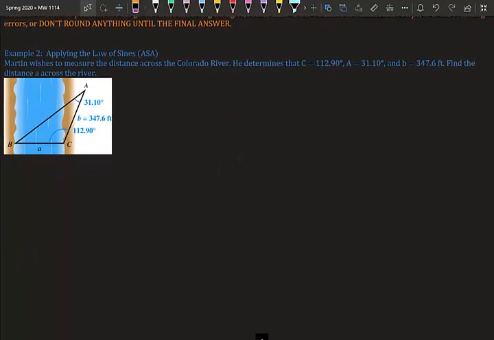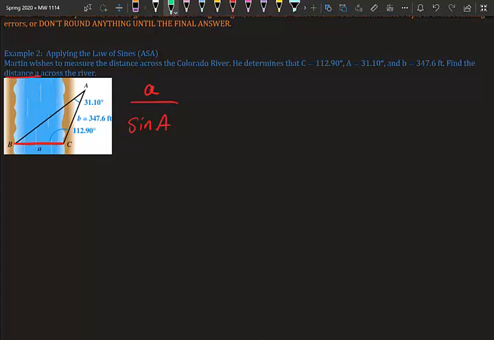Alright, Martin wishes to measure the distance across the Colorado River. He determines that angle C is 112.90 degrees, angle A is 31.10 degrees, and side B is 347.6 feet. Find the distance A across the river. So if it's a capital letter, it's always an angle, and it's degrees. If it's a lowercase letter, it's always a side. Alright, so we're trying to find the distance A across the river. We're trying to find this one right here. How far is that? So we're trying to find side A. That means we're going to have side A over sine A.